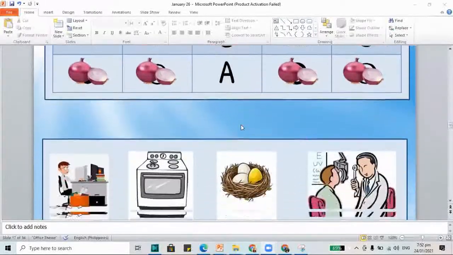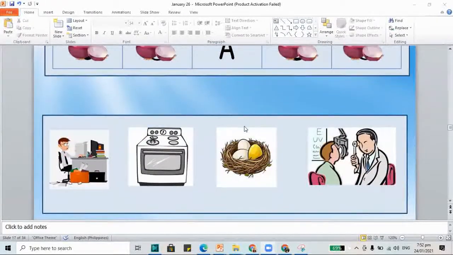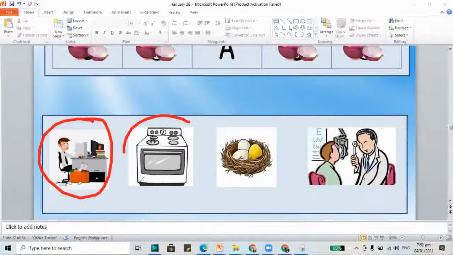And how about for the pictures that begin with O, the ones that begin with the O sound? Let's circle the pictures with the O sound and mark an X on the ones that don't have the O sound. We have the letter O for the office. Let's circle. O is also for the oven. Now we have oven for the letter O. Nest doesn't begin with O. It doesn't have the O sound.